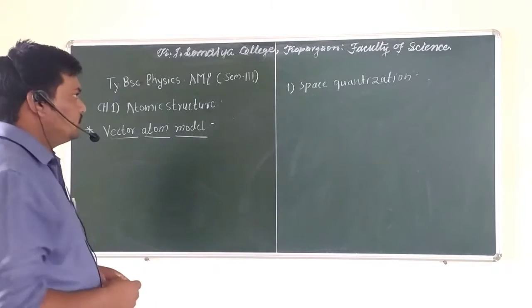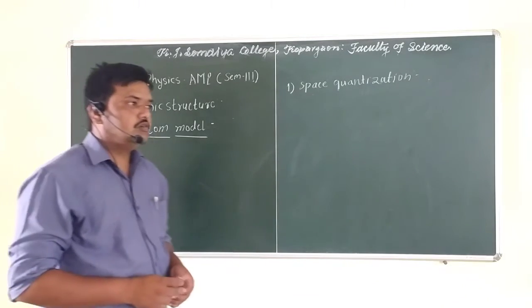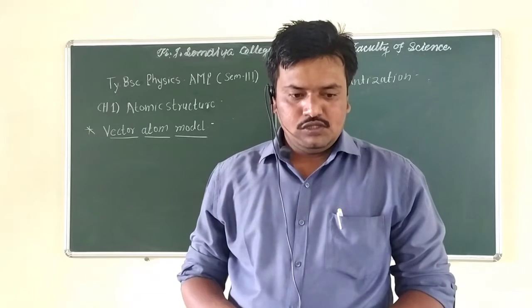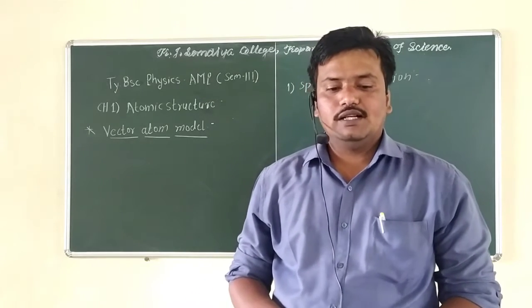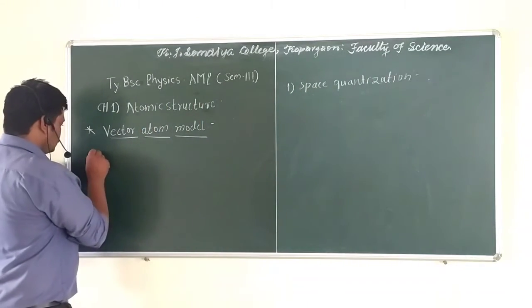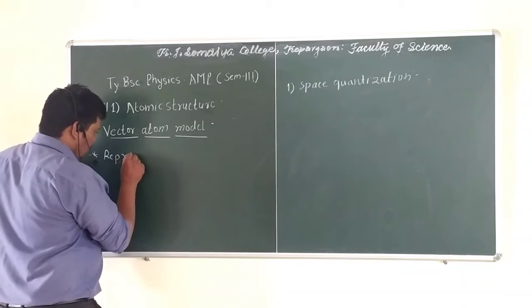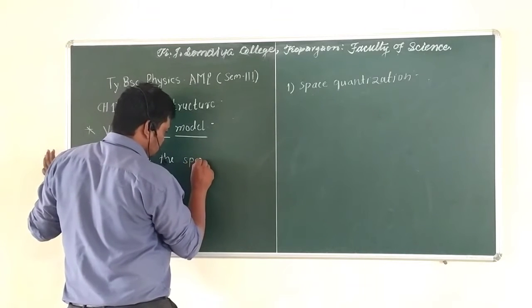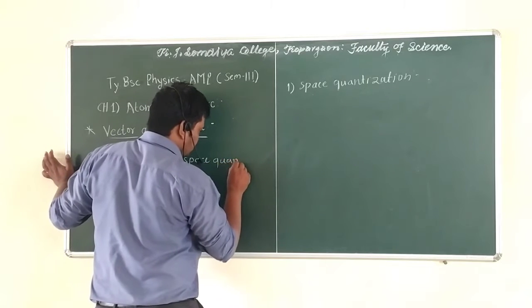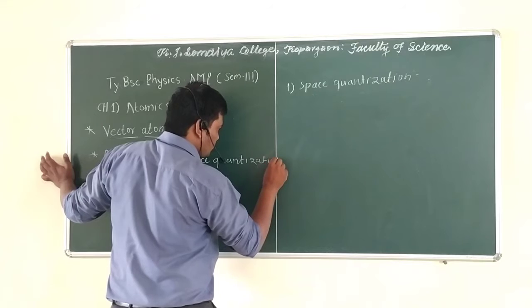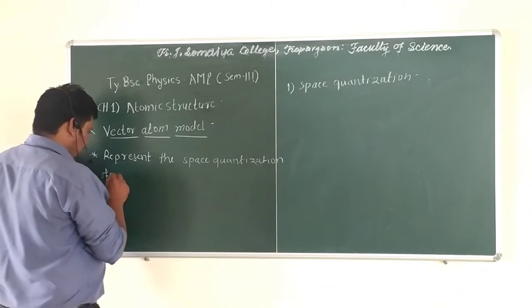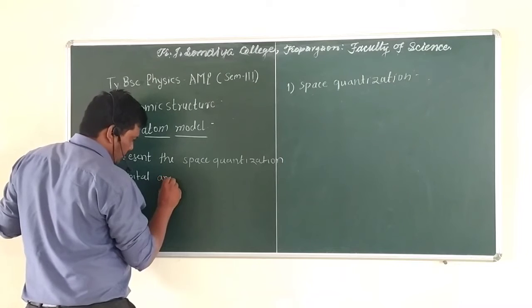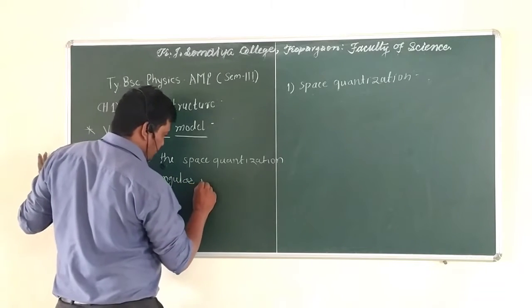Okay, so continuing from the last lecture point. The orbital quantum number, given its value, represents the space quantization of the orbital angular momentum.